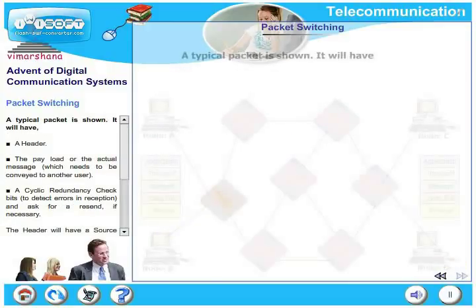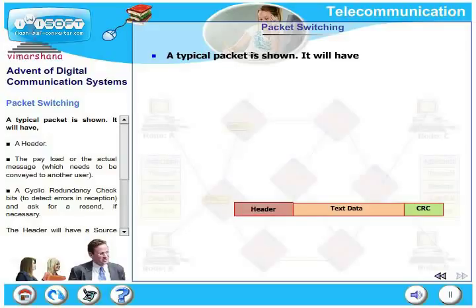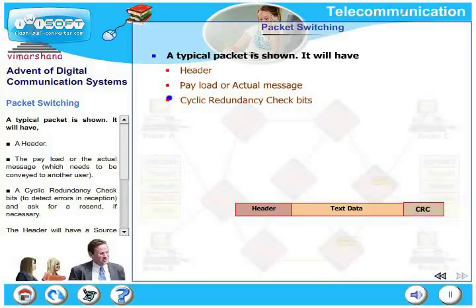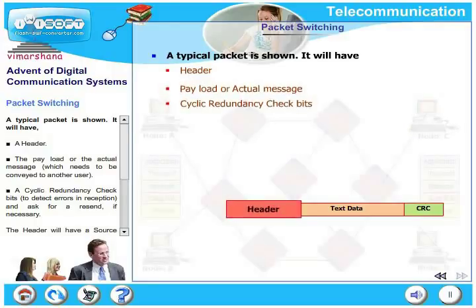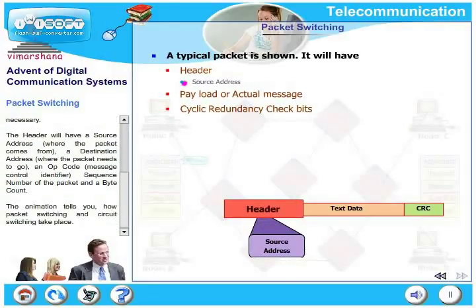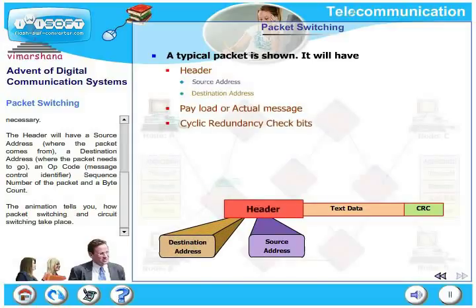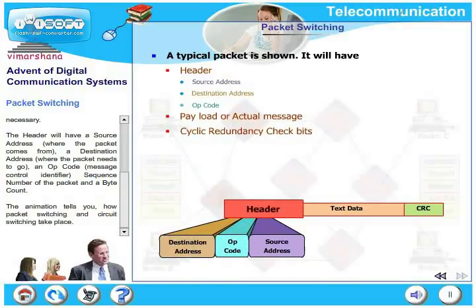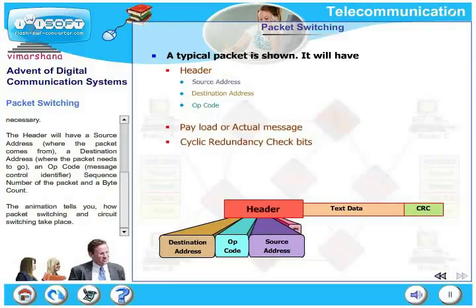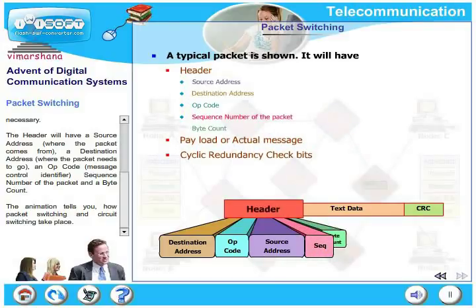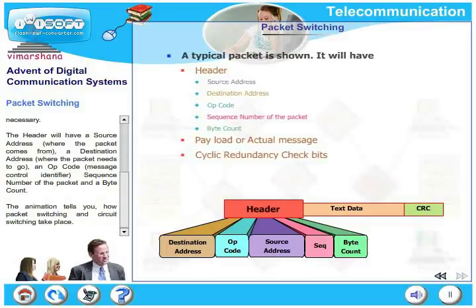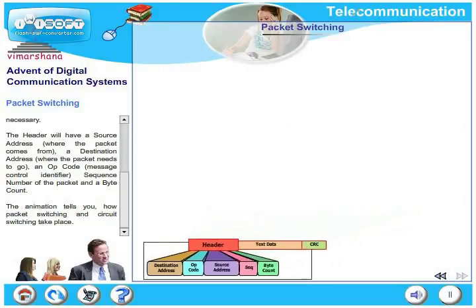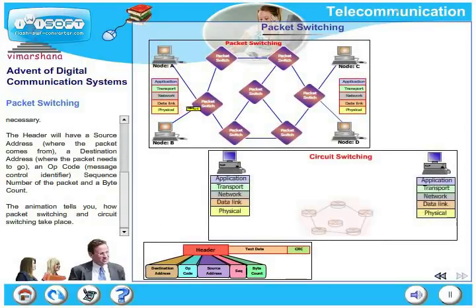Refer to this figure. A typical packet is shown. It will have a header, the payload or the actual message which needs to be conveyed to another user, and cyclic redundancy check bits to detect errors in reception and ask for a resend if necessary. The header will have a source address where the packet comes from, a destination address where the packet needs to go, an opcode, a message control identifier, a sequence number of the packet and a byte count. The animation tells you how packet switching and circuit switching do take place.